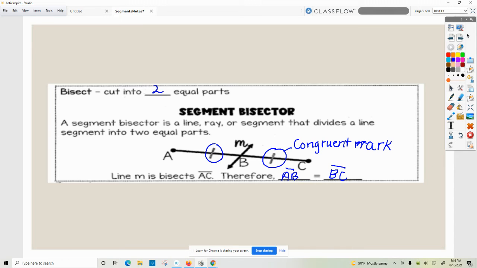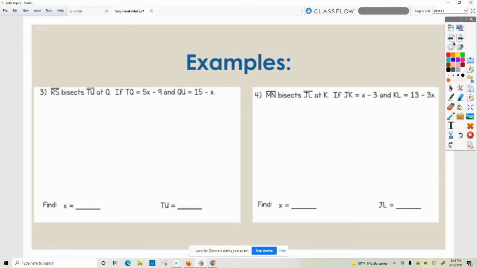Okay, so now we have a couple of examples. It says RS bisects TU. So again, I want a picture. Here's my TU. This would be my RS because it's going to bisect. Okay, so that means that it's going to be equal. So I'm going to go ahead and mark this congruent to that one just to make sure that I remember that it's supposed to be at the middle.